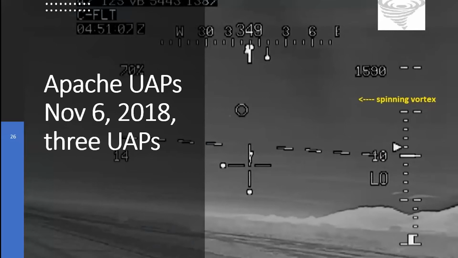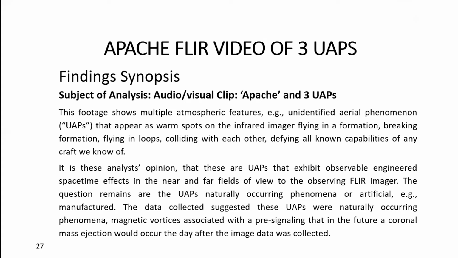So now we're going to go over these 4 UAPs, starting with the Apache, November 6, 2018, 3 UAPs. One thing that I noticed, you'll see on the right here, and I ask you to watch for it in the video that I'm going to show. There appears to be a spinning vortex there that you can barely see relative to these 3 UAPs. That gives us a hint of what we're looking at.